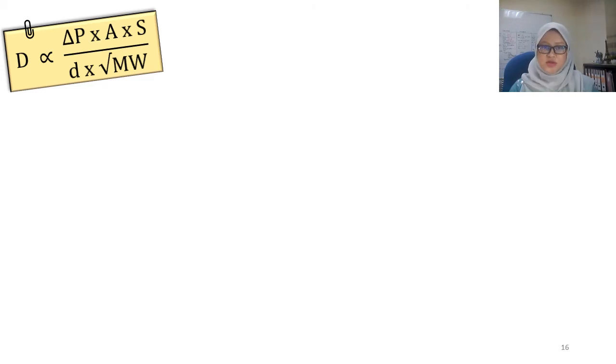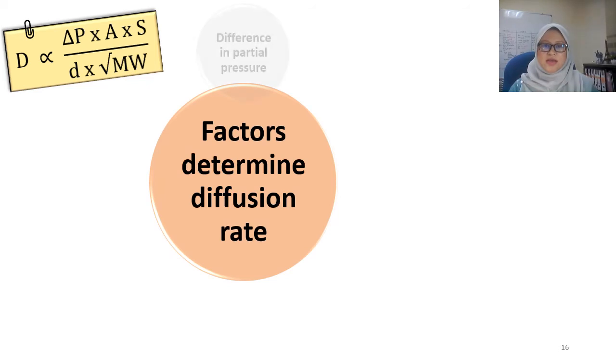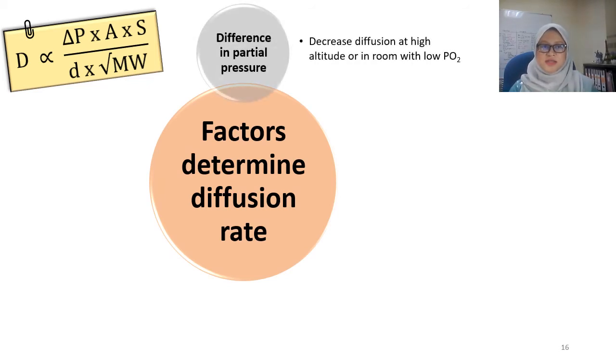So from this equation, there are four important factors that determine diffusion rate. The first factor is difference in partial pressure. At high altitude, barometric pressure is reduced. Therefore, the difference in partial pressure in the alveoli and capillary will also be reduced, causing diffusion rate to be reduced. Same goes in a room with low partial pressure of oxygen. The partial pressure difference in the alveoli and capillary is reduced, causing diffusion rate to also be reduced.